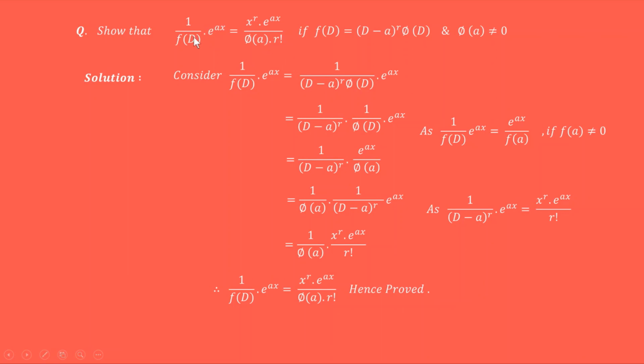If we put here D equal to a, f(a) becomes 0. In the last question, f(a) was not 0. If here f(a) is 0, then we have to use this concept.